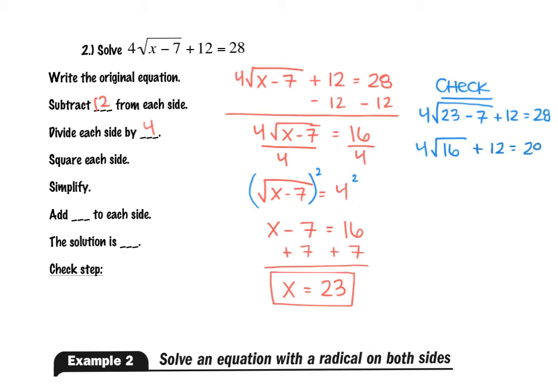Then I'm going to take the square root. So the square root of 16 is 4. 4 times 4 is 16, and 16 plus 12 is 28. So I know I found the correct solution.